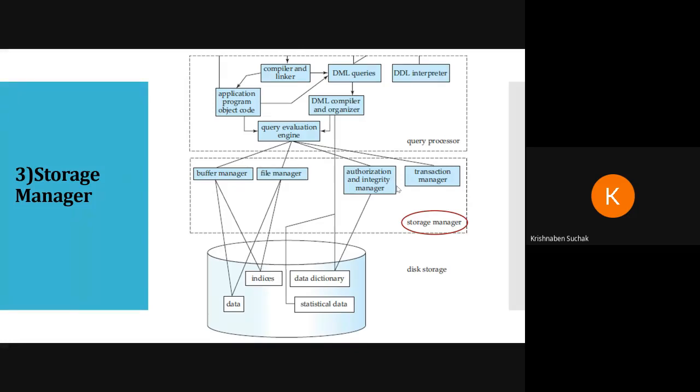So next thing is disk storage. What is disk storage? Whenever we are talking about database, there is some space where we are storing our data, right? So that is disk storage. Here different types of data storage are given. First one is data, second one is indices, third one is data dictionary, and fourth one is statistical data.